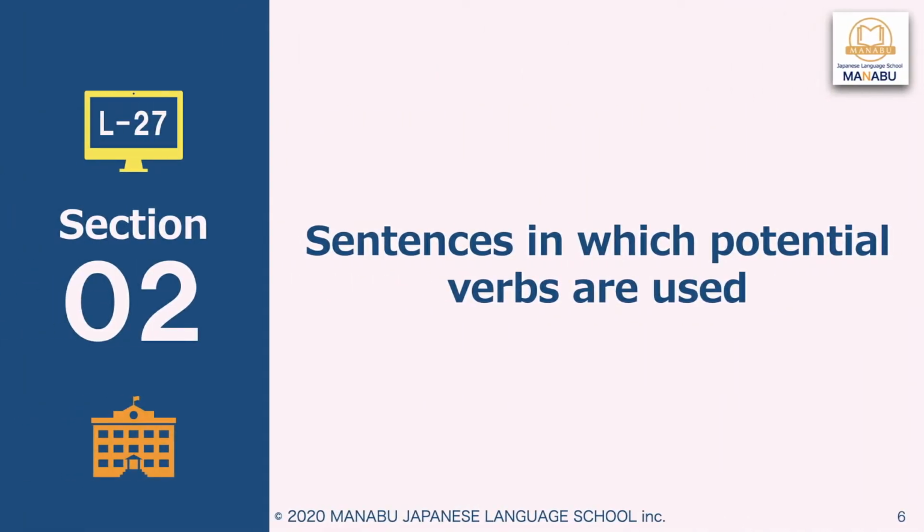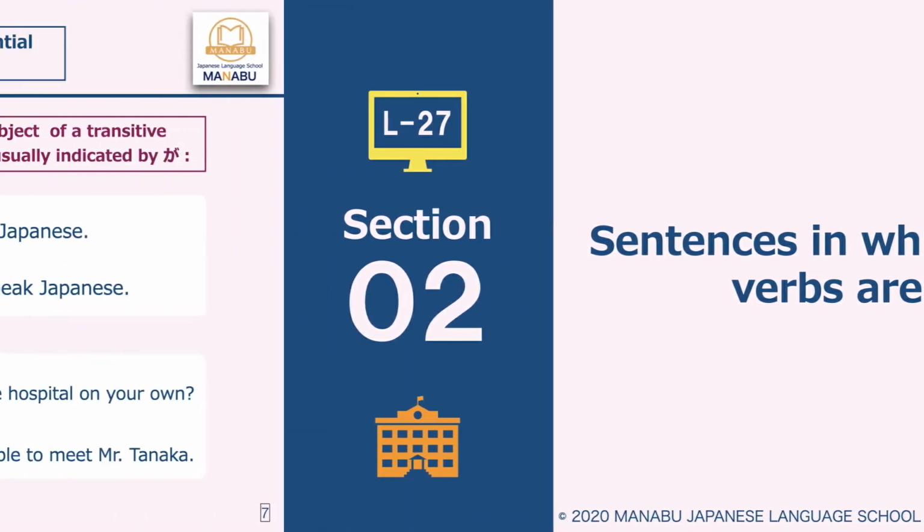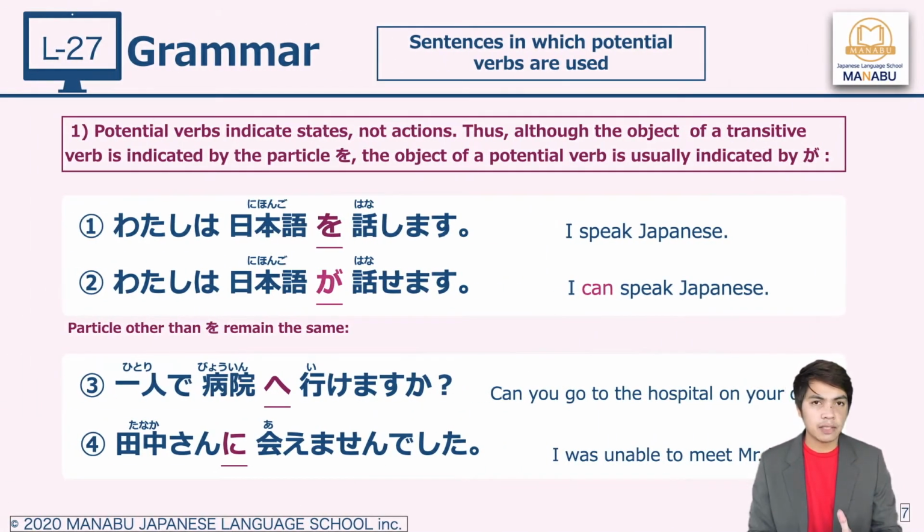Grammar point number 2. Sentences in which potential verbs are used. So now let's learn how to use the potential form of verbs. Number 1, potential verbs indicate states. Okay, that's the first function of the potential verbs. They indicate states, not actions. Okay, someone's state, not someone's actions.